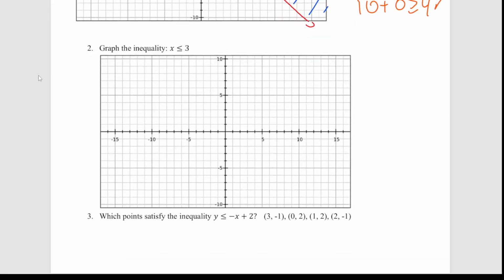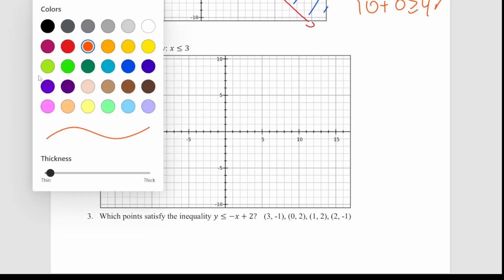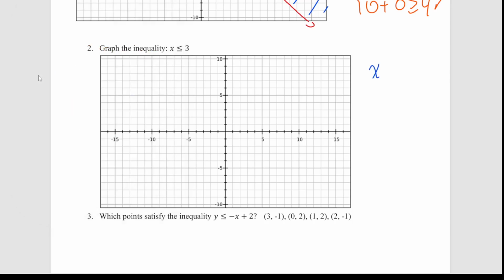This next one, don't get too thrown off. It says graph the inequality x is less than or equal to 3. You might be asking yourself, well, where's the y value? Well, recall that x equals 3 is a special type of line. It is a perfectly vertical line. Because recall that x equals 3 means that for every single point, the x value is 3. We want to specifically do this vertical line as a solid line because it says or equal to.